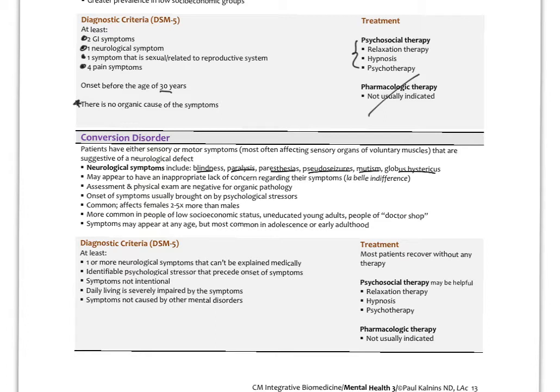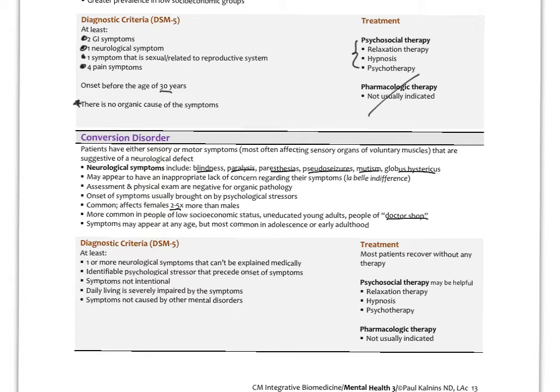Onset of symptoms is usually brought on by psychological stressors, and this again affects females more commonly than males. It's more common in people of low socioeconomic status, uneducated young adults, and people that doctor shop. That's always something I often see. I have a couple of patients who tend to go from one provider to another in a large clinic like we have at NUNM, but they often go from one health system to another looking for the answer physically, when in reality the answer might be more functional or more subtle in the psyche. Symptoms can appear at any age, but they are most common in adolescence or early adulthood.